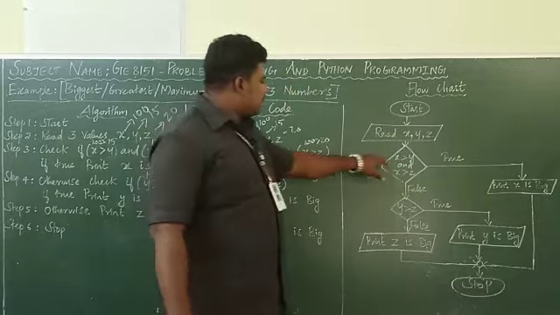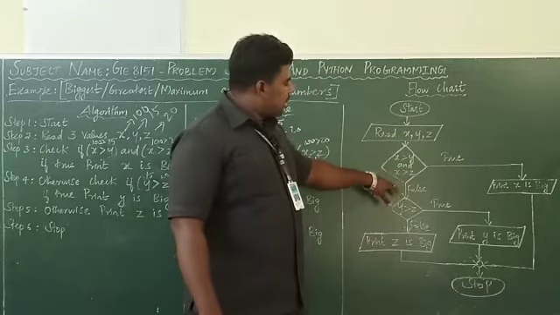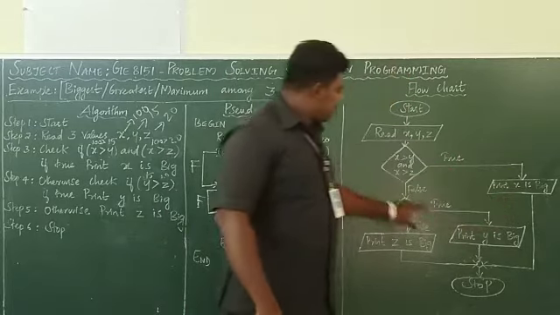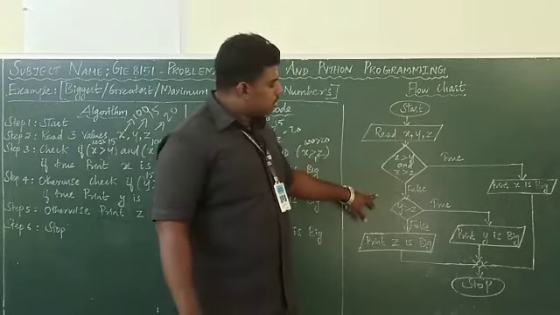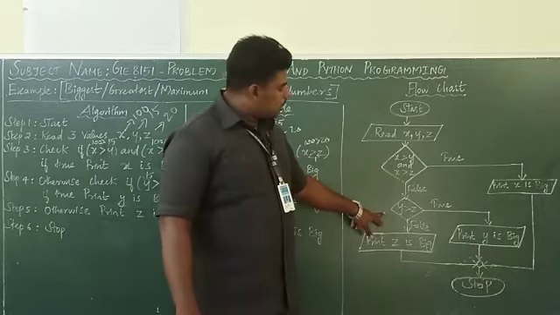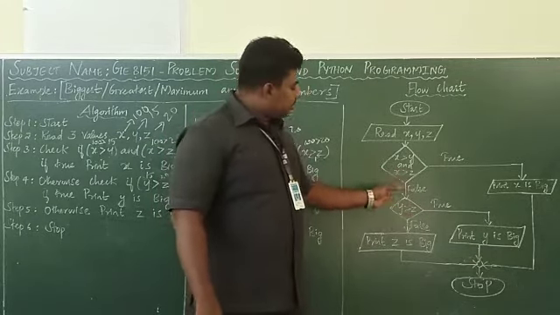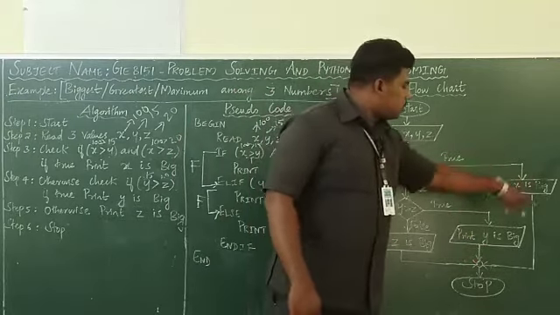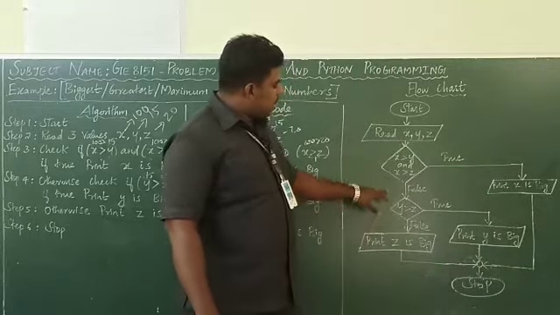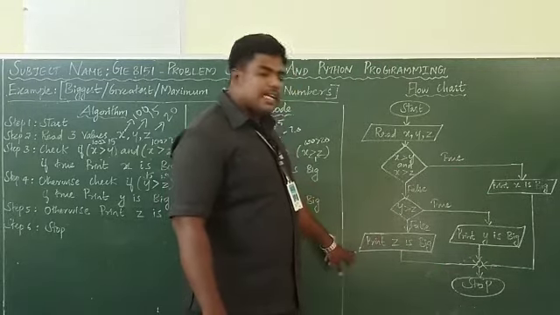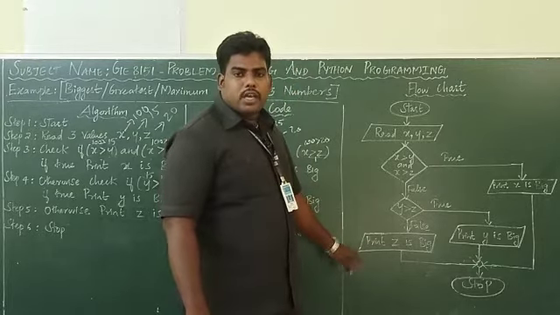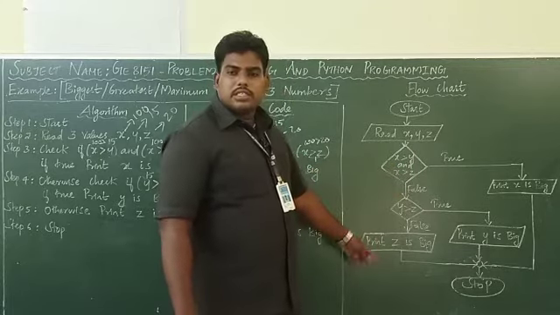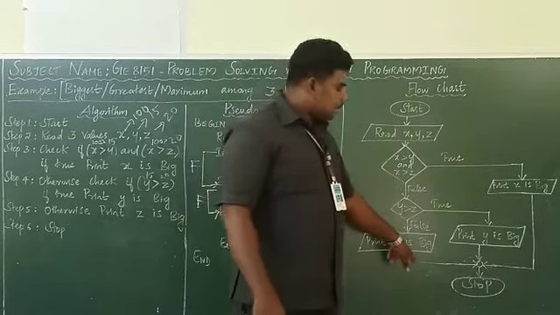So inside the diamond symbol, I am checking, see here, X greater than Y and X greater than Z. If this condition is true means it will print X is big. Suppose this condition is false means it will come to the next condition, Y greater than Z. Suppose this condition is true means it will print Y is big. For input and output we are using parallelogram symbol. Else this condition is also false means directly we can print Z is big. Why? Already X and Y are small. So automatically Z is the big. So we can print Z is big.